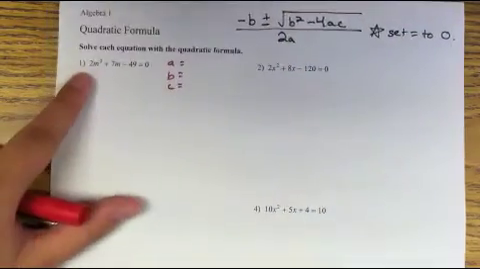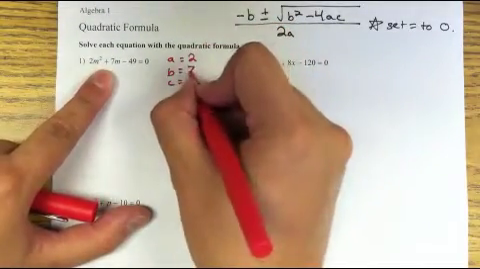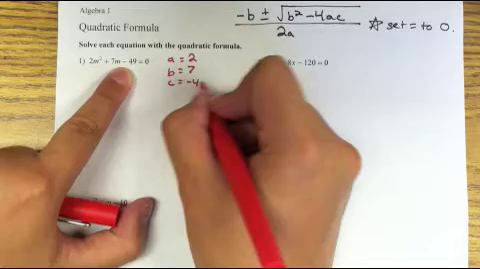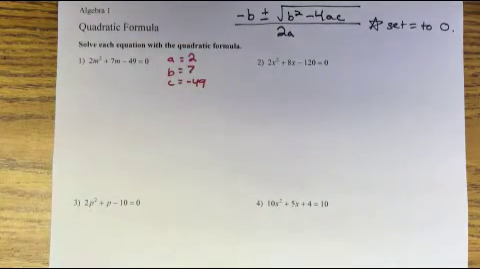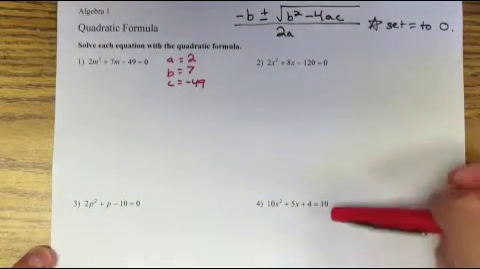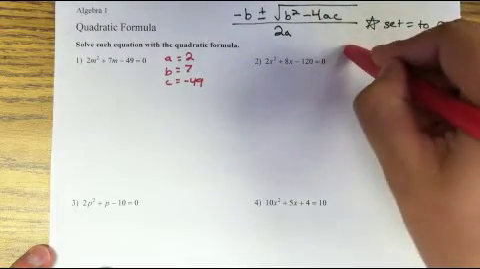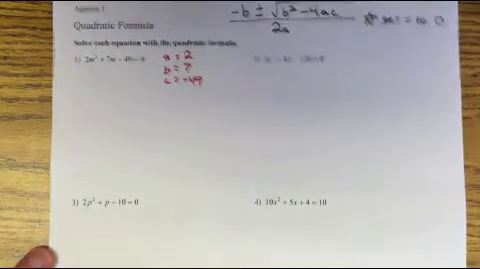What is my A coefficient? It's 2. What is my B coefficient? 7, and negative 49 is my C coefficient. Okay, easy stuff. Okay, what do you think we're going to do with these? Oh, you got it. We're going to substitute these numbers into the equation. Okay, so let's get her done.